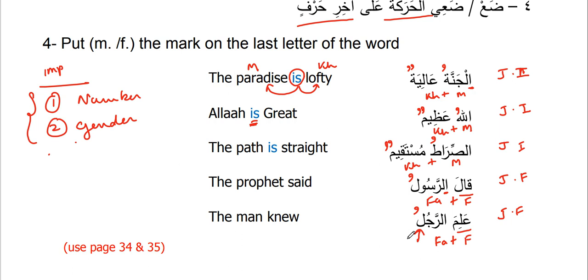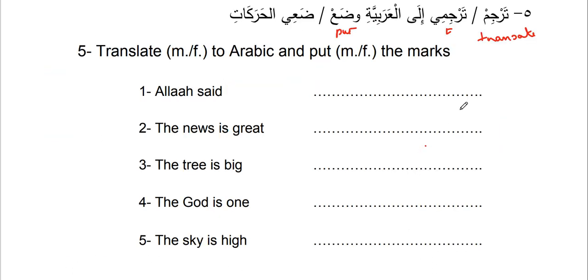Now we will do the translation, tarjim or tarjimi. This is feminine command, this is male command. Tarjim, tarjimi ila al-arabiyati, to Arabic. And wada means and put. And da'i, this is for feminine command. Da and da'i means to put. Put harakat, the signs, the three signs.